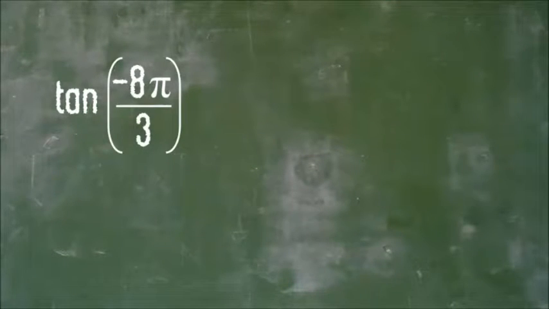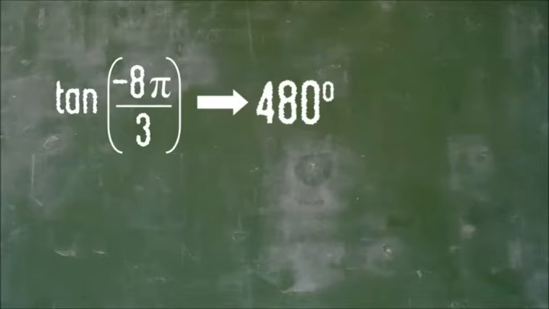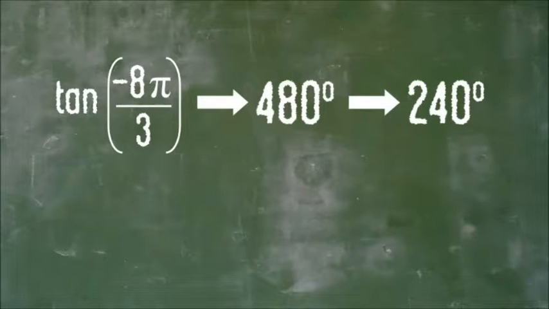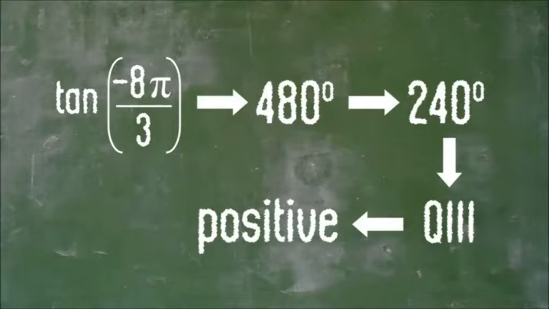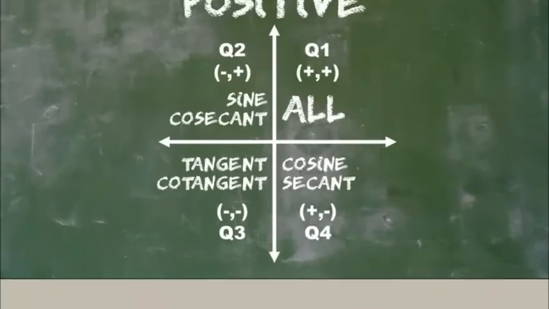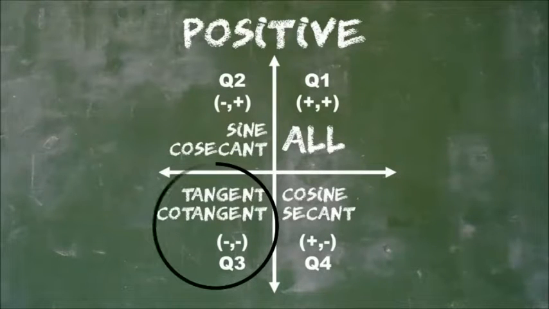Another example is tangent negative 8 pi over 3. If we convert it into degrees, we get negative 480 degrees, which has 240 degrees as one of its coterminals. 240 degrees is in quadrant 3, where tangent could be positive. Therefore, the sign is positive. On our unit circle, we could see that tangent would be positive in quadrant 3. Therefore, we got the correct answer.